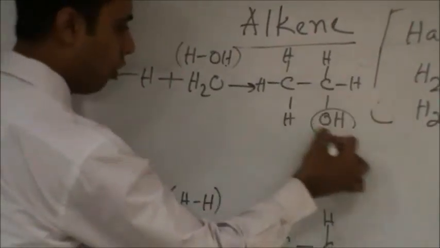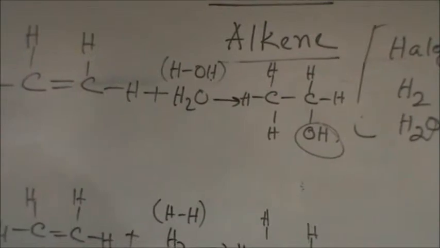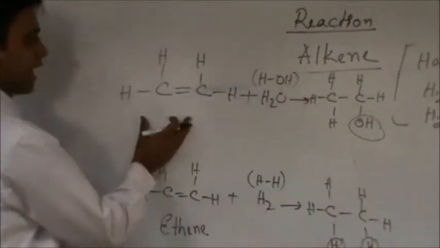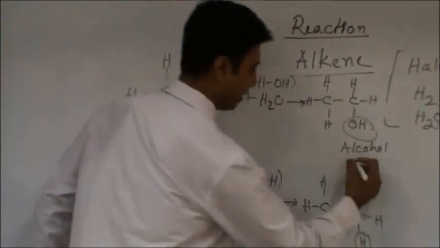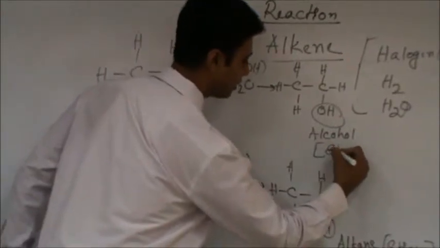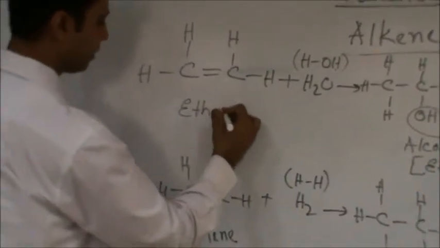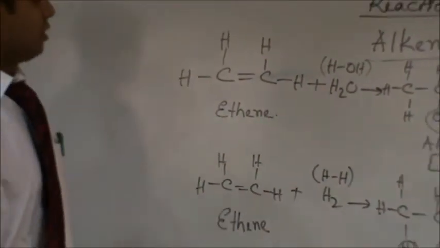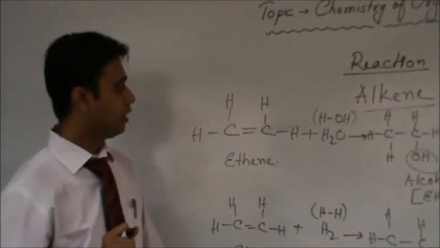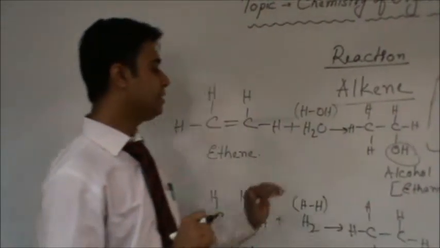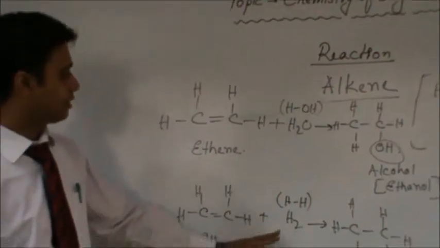The presence of OH in a carbon chain makes it an alcohol. Therefore, if you add water to an alkene, we get alcohol. The name of the alcohol we have produced is ethanol from ethene. In this section we have learned 3 addition reactions involving halogen and alkene, water and alkene, and hydrogen and alkene.